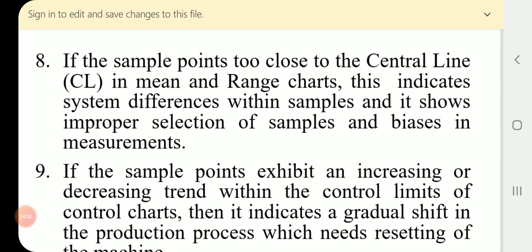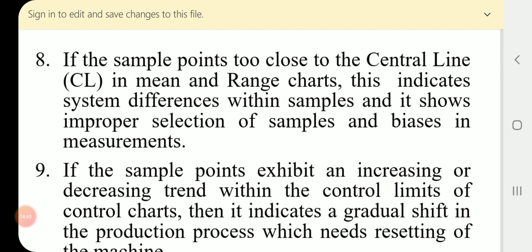If the sample points are too close to the central line in both the XBar and R charts, this indicates systematic differences. You may not consider that the process is under control. Too close to the central line means the process is under control. If the sample points are too close to the central line in mean and range charts, why? They are under control, but why is it indicating system differences?